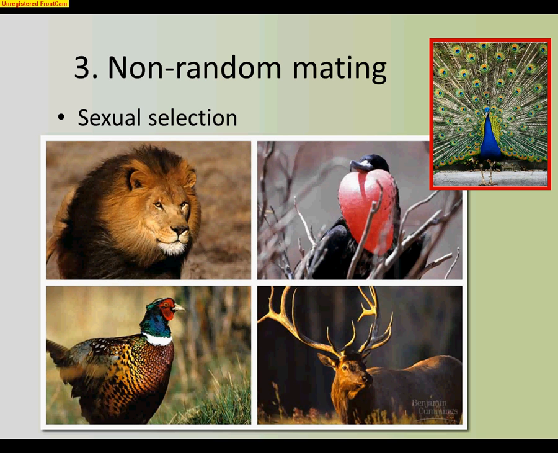All right, another agent of evolutionary change is non-random mating. And so what that basically means is mates are picking who they will breed with based on sexual selection. And you probably have some pretty good ideas of what that is from our lectures in class, and we'll go into that in a little more detail.